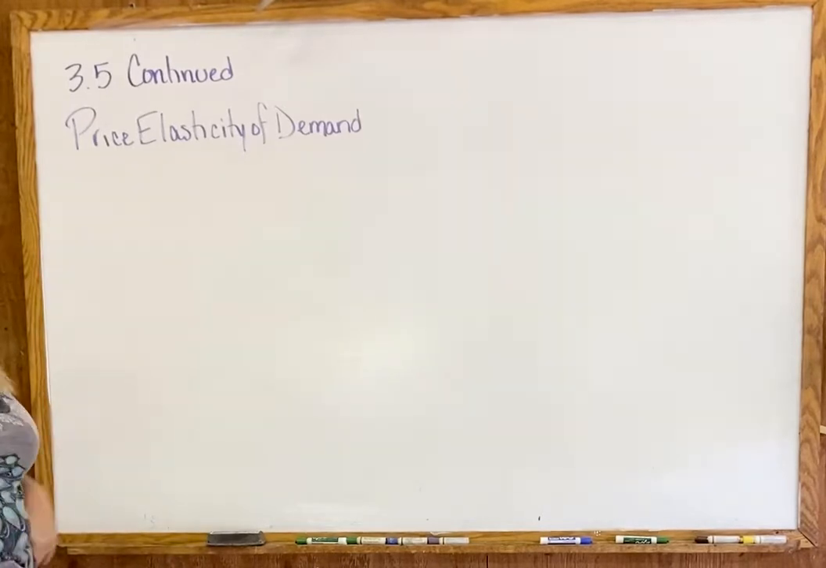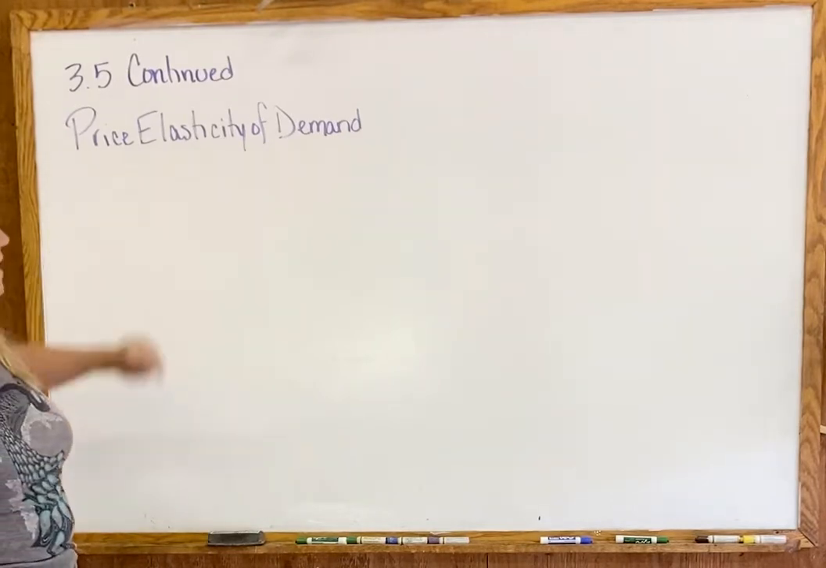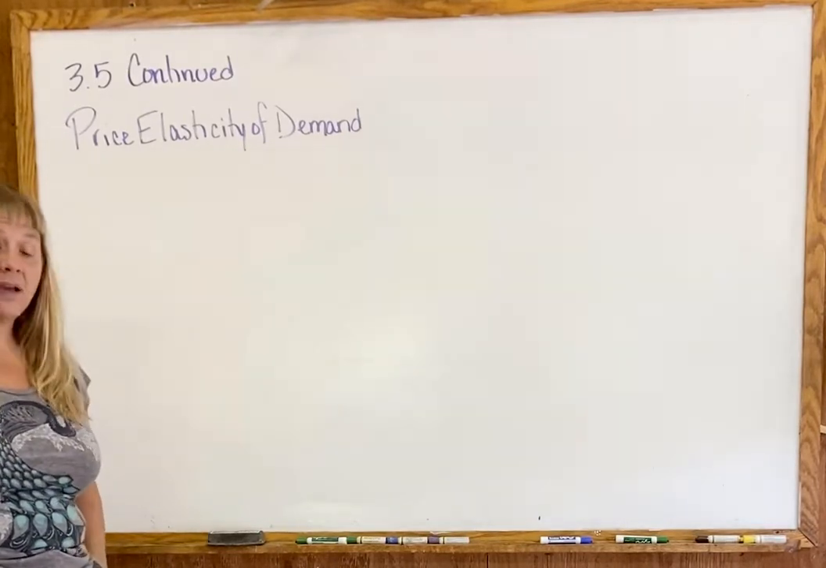So today we need to finish off 3.5, which was optimization. There's one business optimization problem that we need to do, and that's called price elasticity of demand.